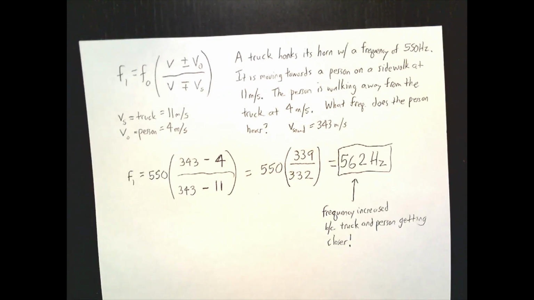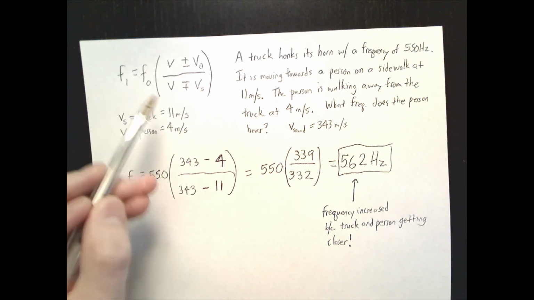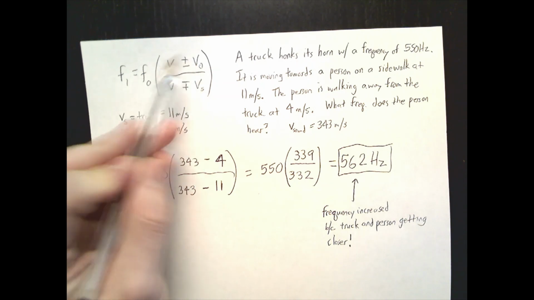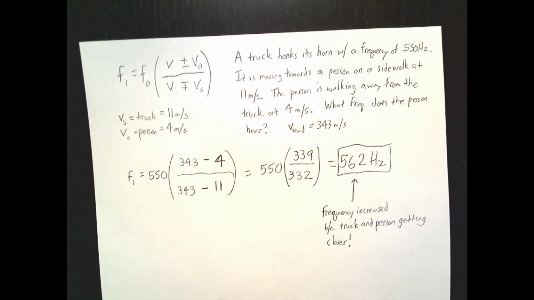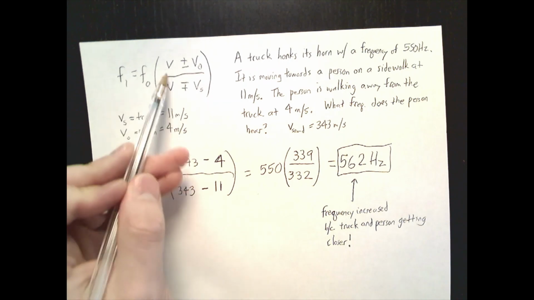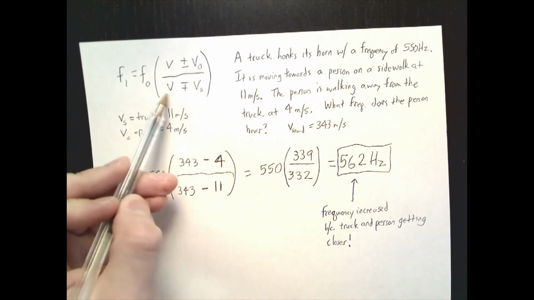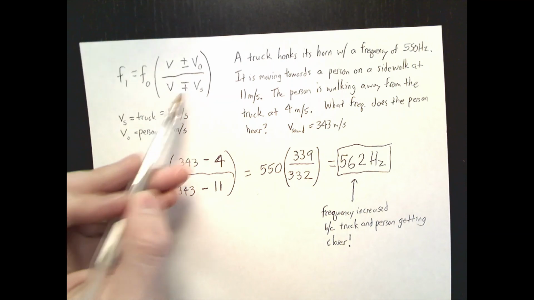So why do we use the top signs for together and the bottom signs for moving away? Think mathematically about this equation. If the objects are coming together, we want to make the frequency as large as possible. So we do that by making the numerator bigger, adding 2 numbers, and making the denominator smaller, subtracting 2 numbers. Likewise, if they are coming away from each other, we want to make the frequency as small as possible. So we want to make the numerator small by subtracting 2 numbers, and we want to make the denominator big by adding the 2 numbers.